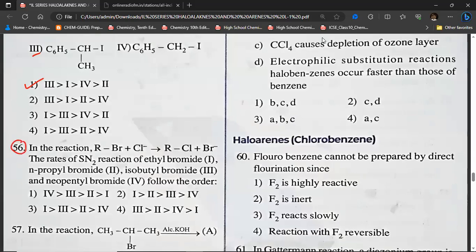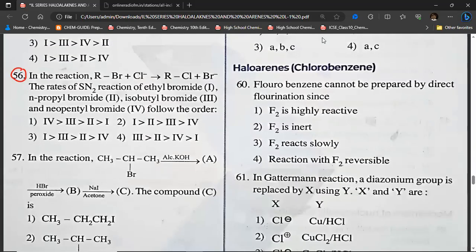Next, the 56th question. In the reaction RBr plus Cl minus gives RCl plus Br minus, the bromine is replaced with chlorine, so it is a substitution reaction. In this reaction, consider the rate of reaction of ethyl bromide, n-propyl bromide, isobutyl bromide, and neopentyl bromide. In what way do they follow this SN2 reaction mechanism? What is the right order of reactivity in these 4 options we have? In such a case, what we will think is that usually ethyl bromide is faster than propyl bromide.